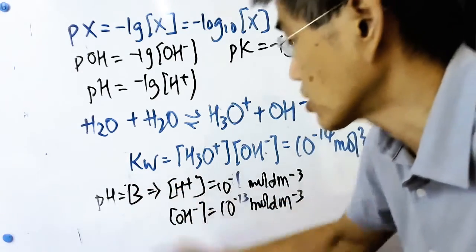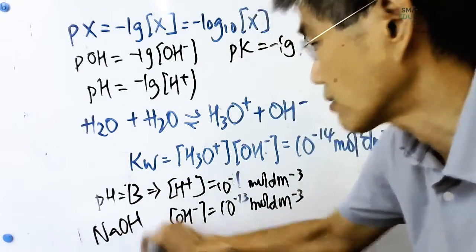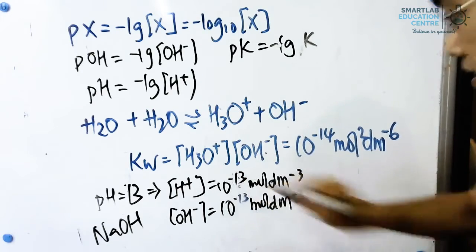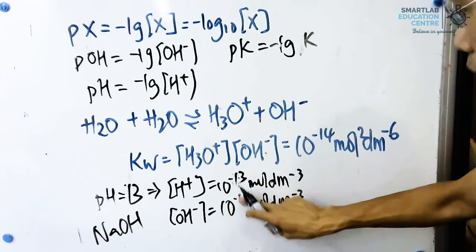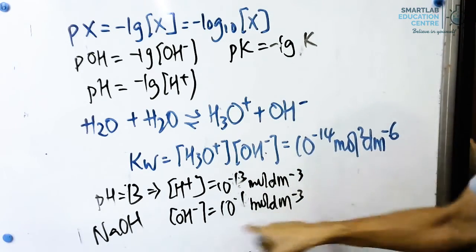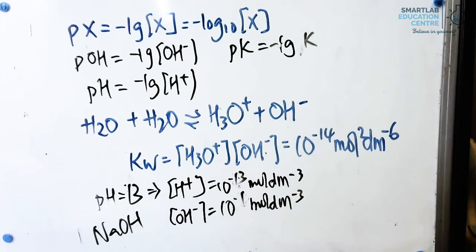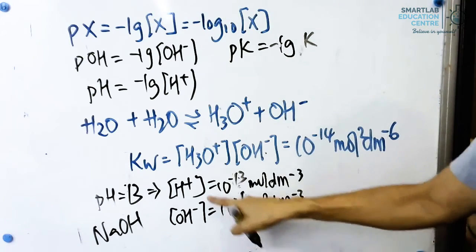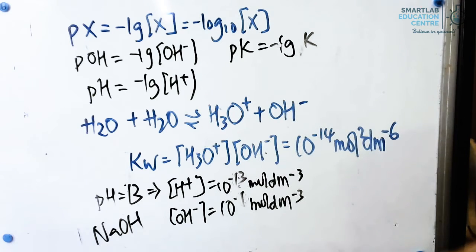Finally, let's take a look at the last example. When we say the pH of sodium hydroxide, an alkaline solution, is 13, the H plus is 10 to the power minus 13, while the concentration of OH minus is 10 to the power of minus 1. We can see that the concentration of OH minus is significantly higher than H plus. Therefore, the solution is deemed to be alkaline.